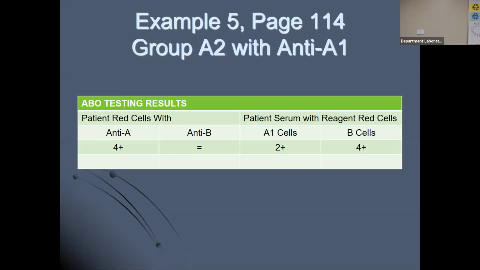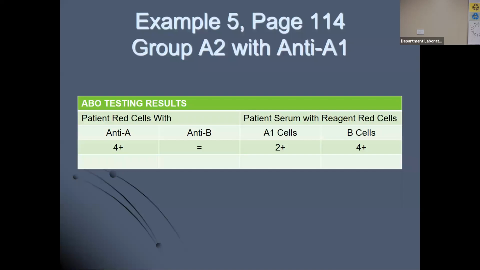What are you testing here? Patient antibodies. What antibody would react with A1 cells? Anti-A1. So we have a subgroup of A, probably A2 because it's the most common subgroup, with anti-A1. Okay, so in your interpretation, you will see this, all right? You have to explain what type of A it is, but do not forget about this reaction, okay? So this patient is A2 with anti-A1.